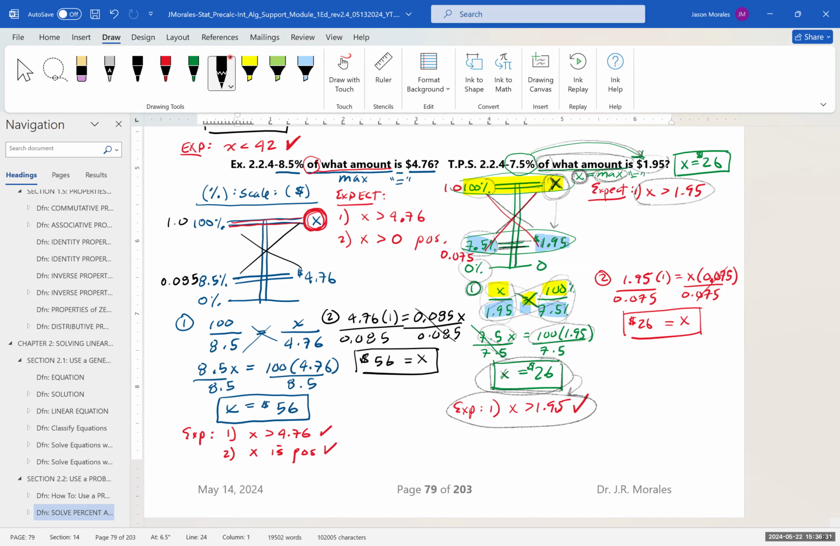And so we're going to have 1.95 times 1 on this multiplication. And then converting 7.5% into a fractional decimal, that's 0.075. So when we multiply across this way, we've got x times 0.075. Solving for x, we divide both sides by 0.075. The 0.075s cancel, and 1.95 divided by 0.075 gives us x equals $26.